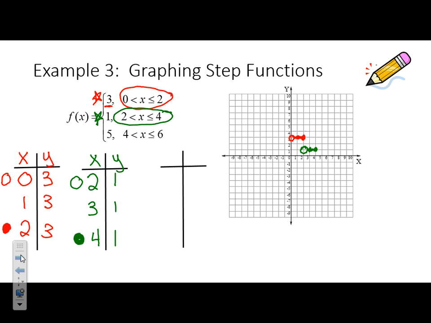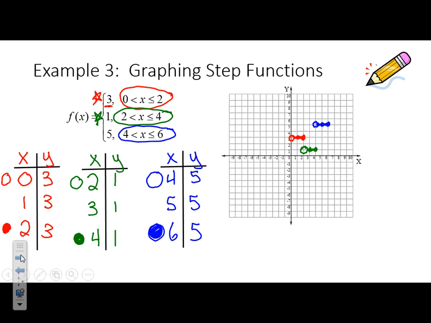And last but not least, my last equation, y equals 5. I have a restriction from 4 to 6. So it's going to be 4, 5, 6. 4 is just less than, so it's open. 6 is less than or equal to, so it's going to be a closed circle there. Y just equals 5. So all of these are going to be 5. So here I go. 4, 5, open circle. 5, 5. And then 6, 5 is going to be a closed circle. There are my 3 equations.